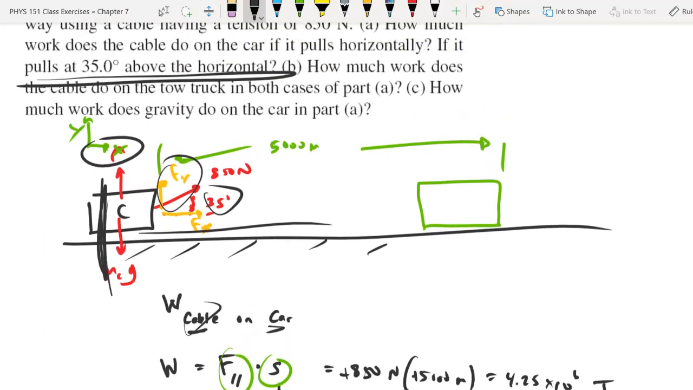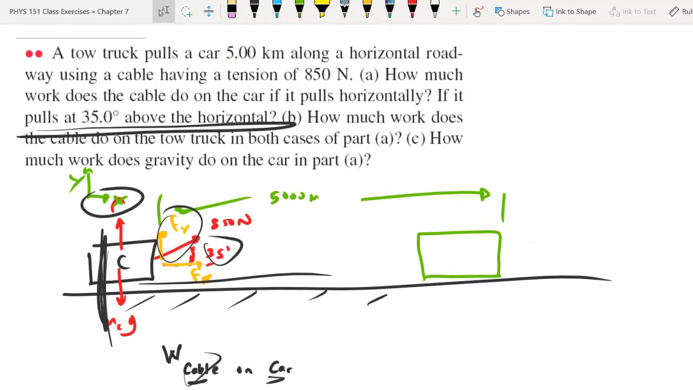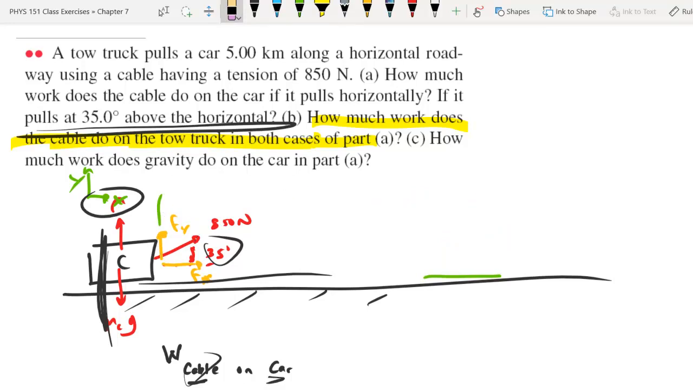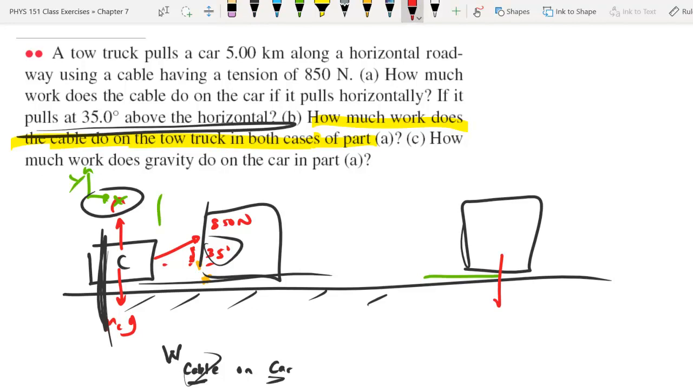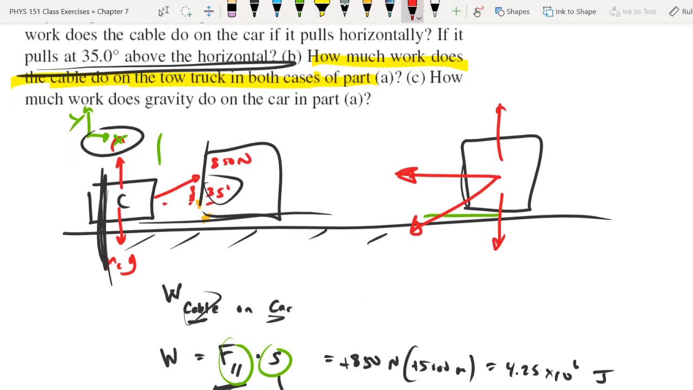Now in part B, it says, how much work does the cable do on the tow truck in both cases of part A? Well, the tow truck is over here, right? It's just attached to it. So if I were to draw a free body diagram of the truck, I have the cable pulling out. There's still a weight of the truck. There's still a normal force acting on the truck. But then the cable was pulling back this way when it's horizontal, and it was pulling down this way when it was at 35 degrees.